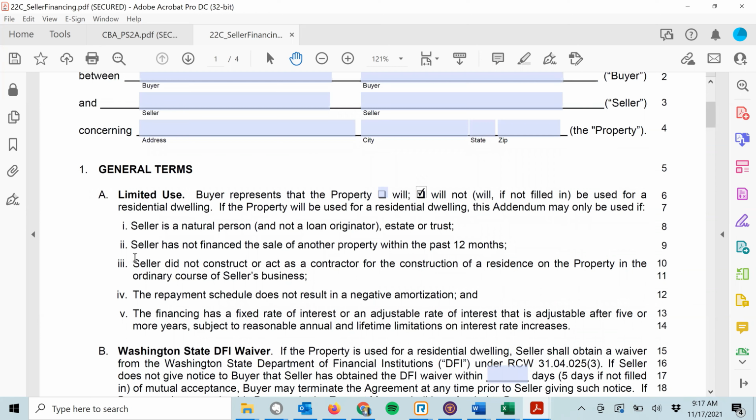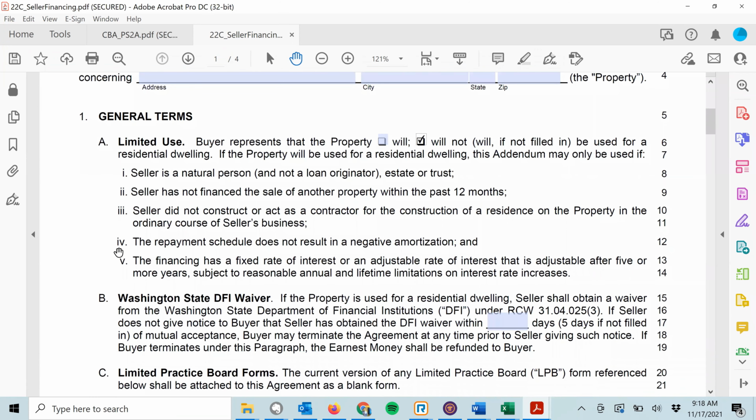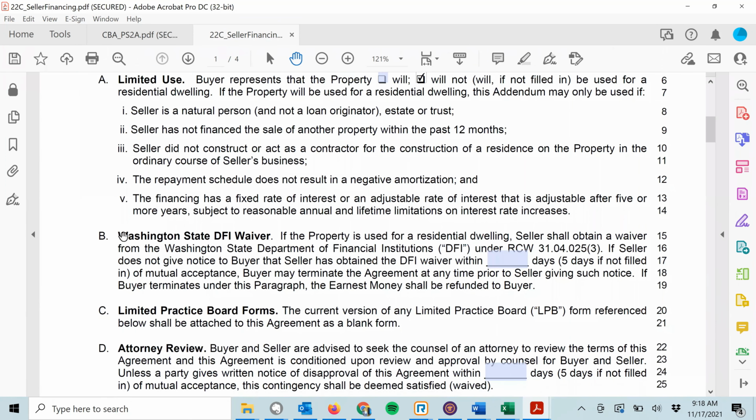So I could sell my personal residence and I could be a lender. I could carry the note. Seller carryback is another term you'll hear. But I won't have financed another sale of a property in the last 12 months. If I do meet any of these requirements, or trigger any of these requirements, I should say, then I can't be the lender. So that's why they have these limiters at the beginning, to make sure that the person who is carrying back the note is not a predatory lender.